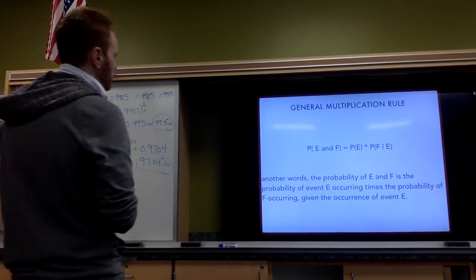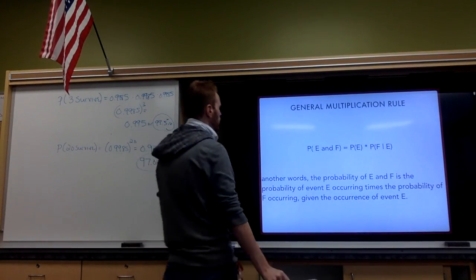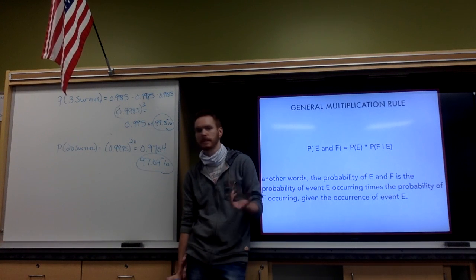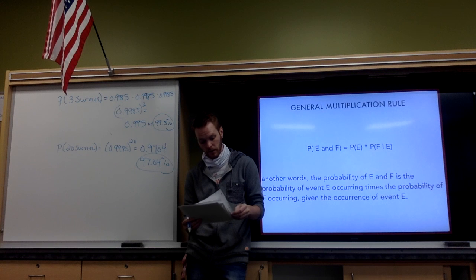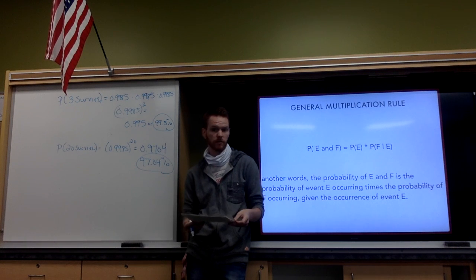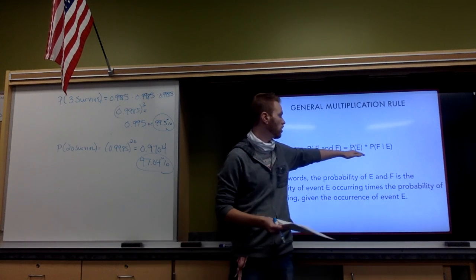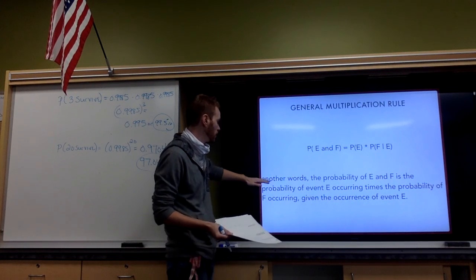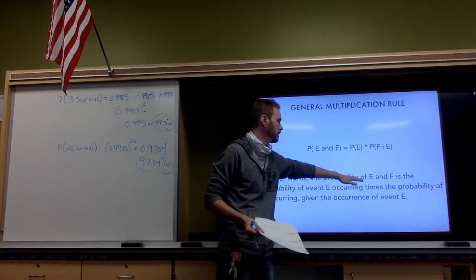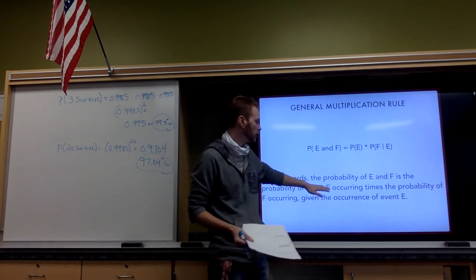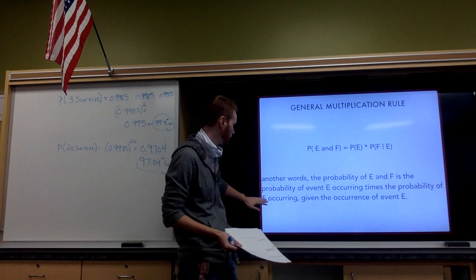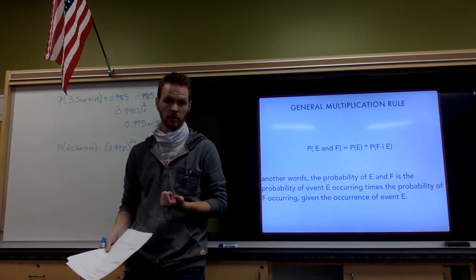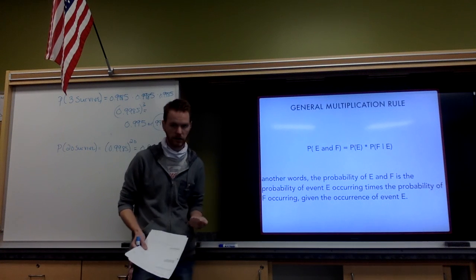This is called the general multiplication rule. Okay? And this is going to start encompassing dependent events. What happens when things do affect each other? So we're still going to multiply, but look at that notation over there. What does that read? In other words, the probability of E and F is the probability of E occurring times the probability of F occurring given that E happened. Okay? Because they affect each other.